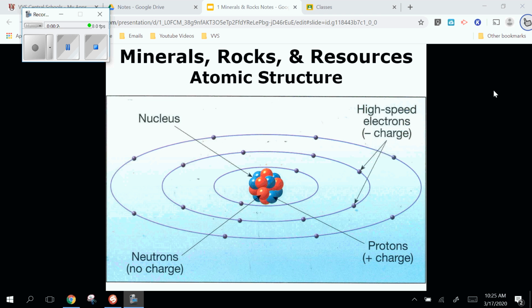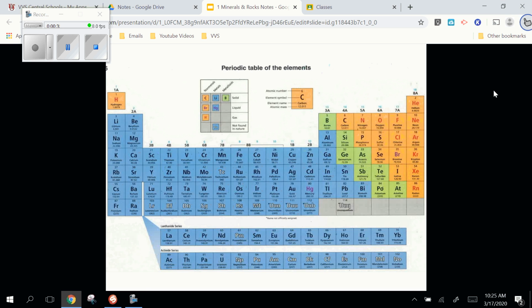In order to have a stable element, the number of negative electrons has to be equal to the number of positive protons that are in the middle. We take a look at the periodic table for a second. We're not going to do a lot with this, but the two most important elements, at least to us at this point, are going to be silicon and oxygen. Right? When silicon and oxygen bond together, it creates what's called a silicate mineral, and the silicates make up the majority of the crust that we walk on.